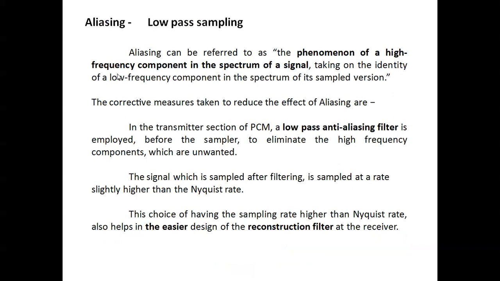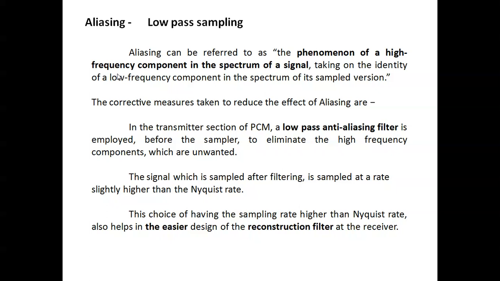So, aliasing and low pass sampling. Aliasing is a phenomenon of the high frequency component in the spectrum of the signal. Just now we saw what aliasing is: because the sampling frequency is less than twice the highest frequency, it automatically overlaps. That is called aliasing. Theoretically, we say it is the highest frequency component in the spectrum of the signal.